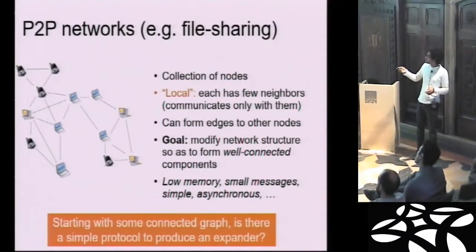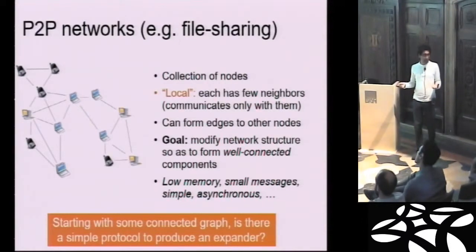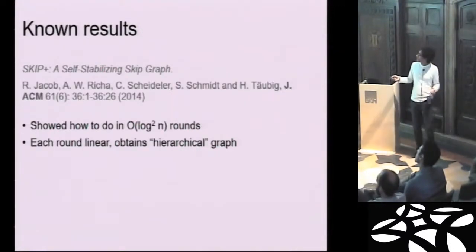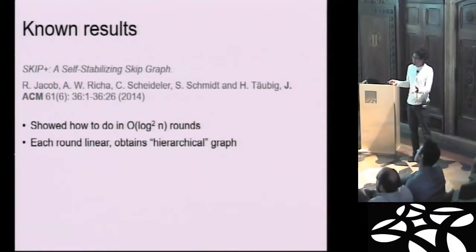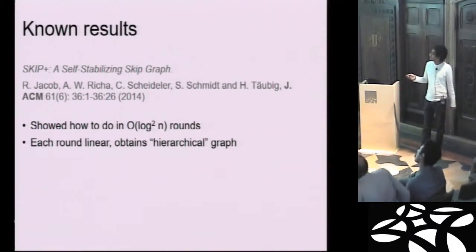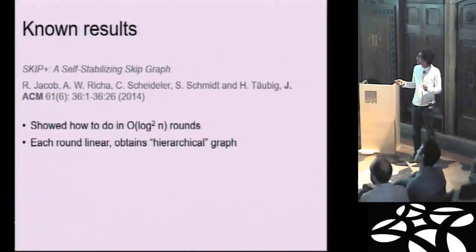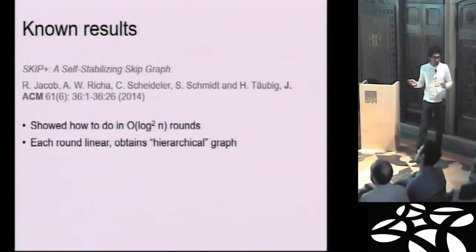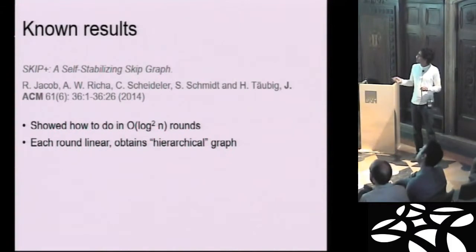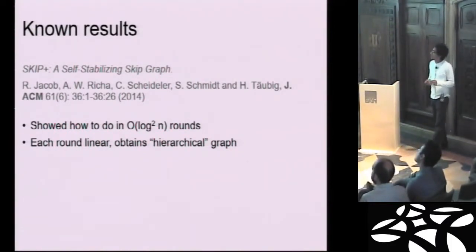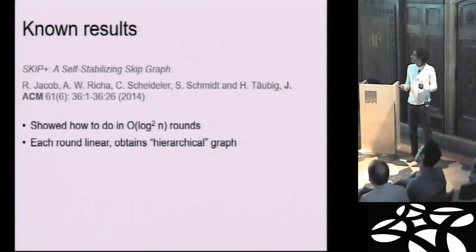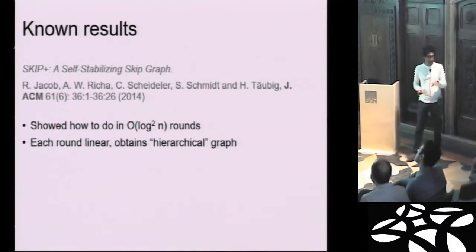It turns out this specific problem has been studied. There's quite a bit of work on this. And the best known result is actually close to the best possible. It's a generalization of what are called skip lists. It's a graph generalization, which they call skip graphs. What they give is a protocol that runs in something like log squared n rounds. In each round you do a linear amount of communication, and it obtains some kind of a hierarchical graph.